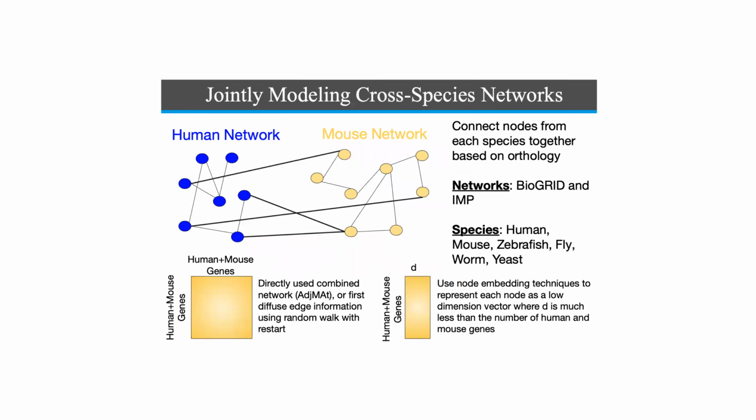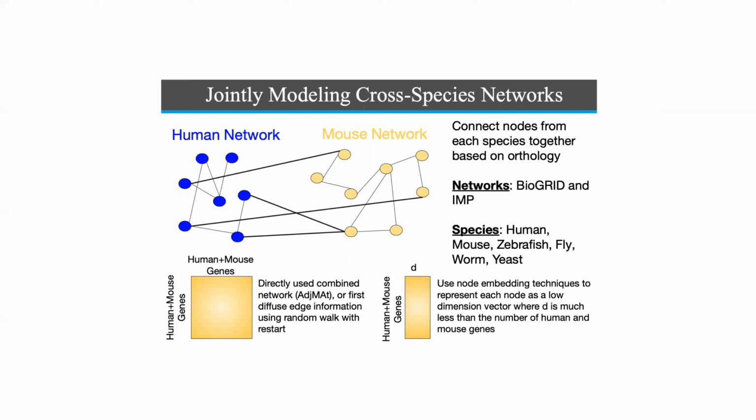The new thing that we're trying to do is take information from multiple species to improve gene classification, using this method, which we call GenePlexus. For instance, you can take a human and mouse network, and then connect nodes together in the network based on orthology. You can use a couple of different networks like BioGRID and IMP, any networks that have information for multiple species. And so we took a collection of model species.